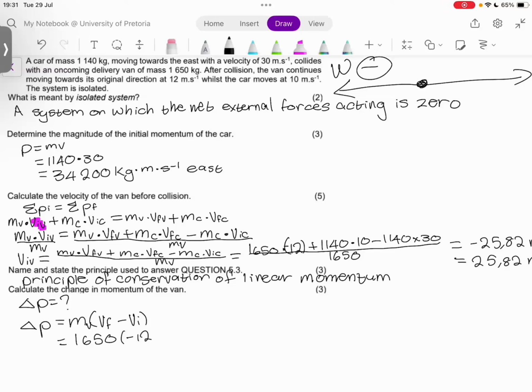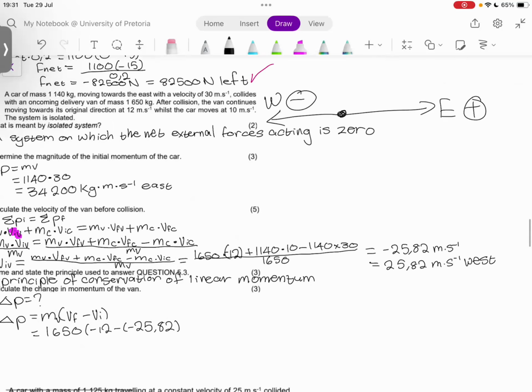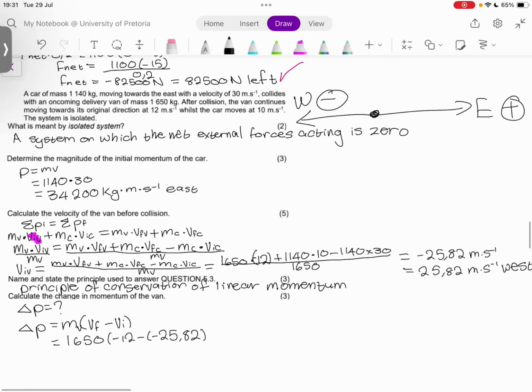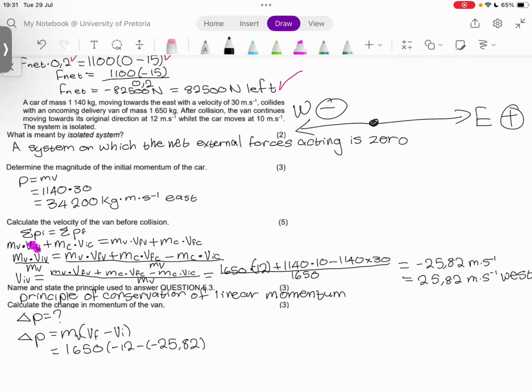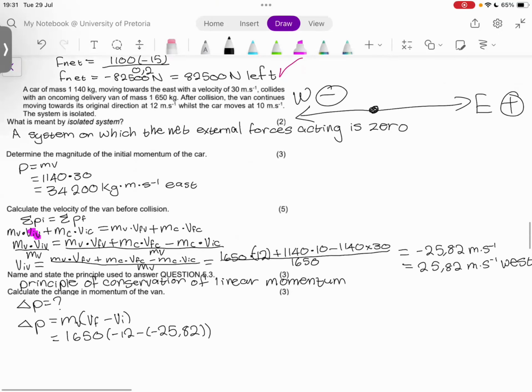And then for the initial velocity, that's going to be negative 25,82. Guys, if you decided to work with a different convention, maybe you said west as positive instead, you should end up with the same resounding answer, granted that your convention is done correctly and you maintained it throughout the entirety of your calculations.